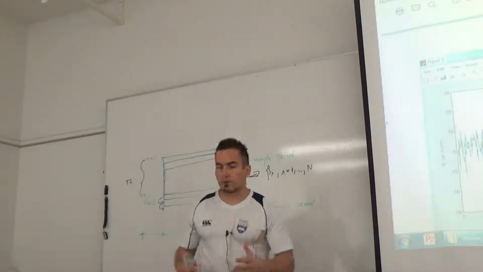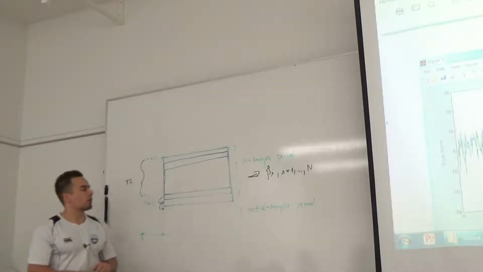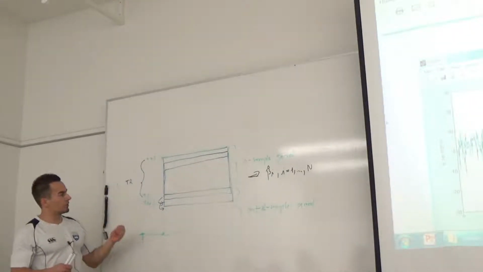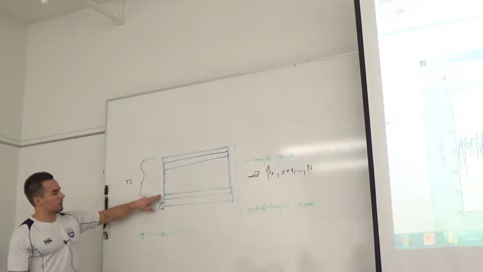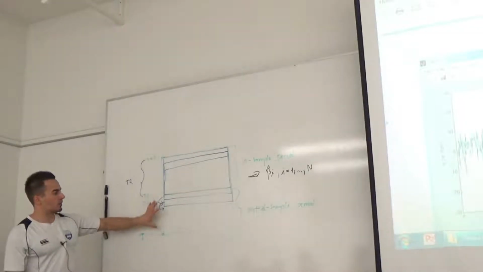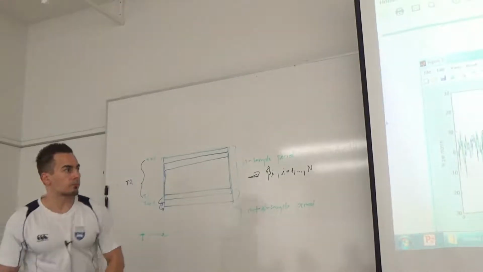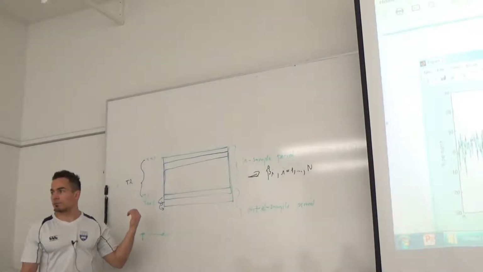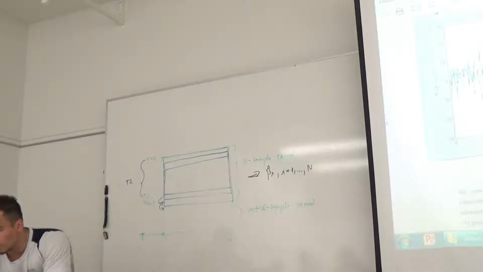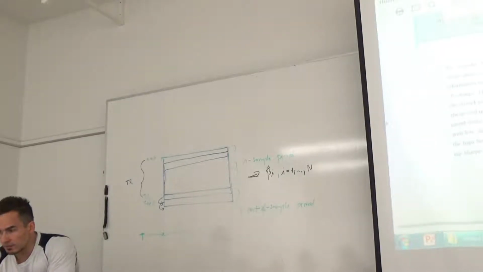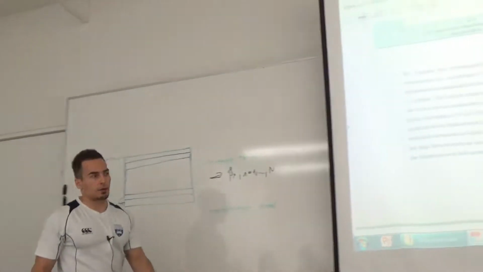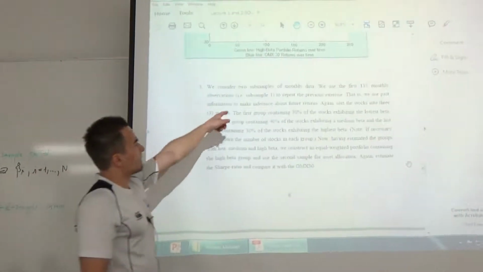So what we do next is, we want to see if we would have implemented this trading strategy here at some point here, how would the performance have been in the out-of-sample period. This is clear to everybody? So that's what happens here in section 3. Yeah. We consider 2 subsamples of monthly data.